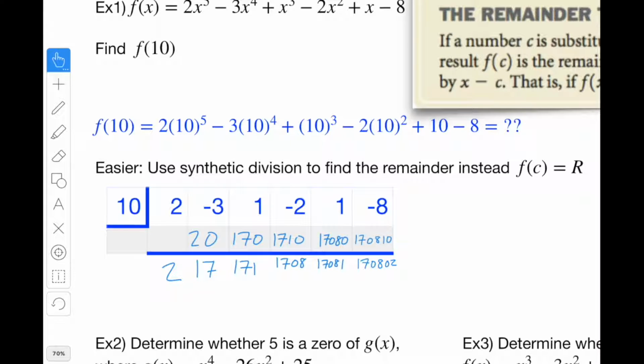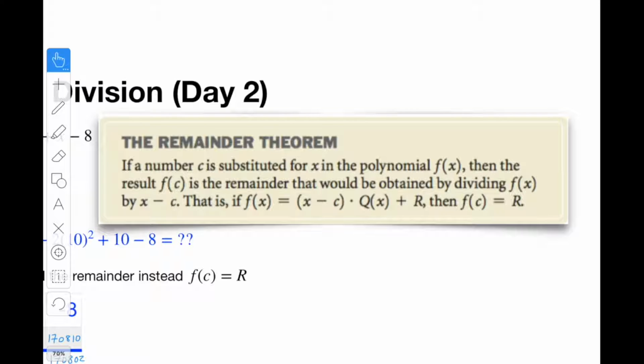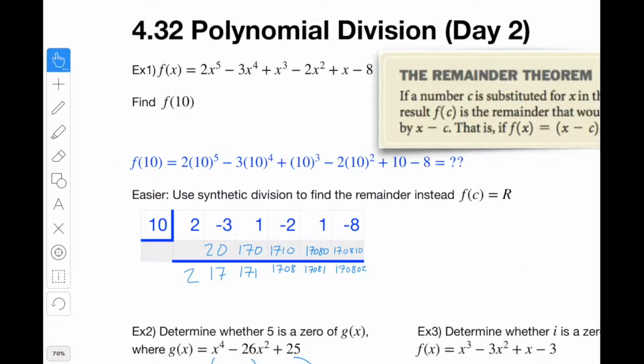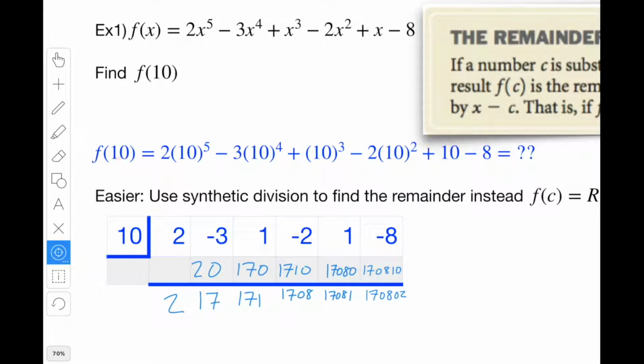The division comes from this theorem, which says that if you took f, the function, and you divided it by x minus c, where c would be the zero, then you would get f of c is equal to r. The remainder is equal to the same thing. So check this out. If you want to find f of 10, it's easier just to take the whole polynomial and use synthetic division on the factor of 10.